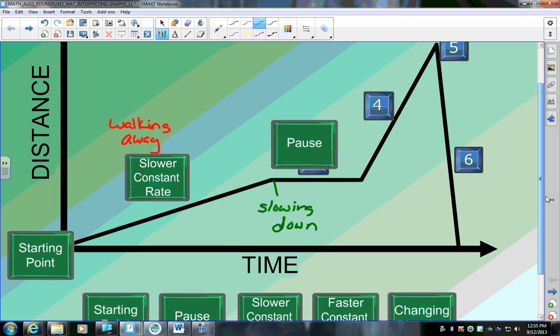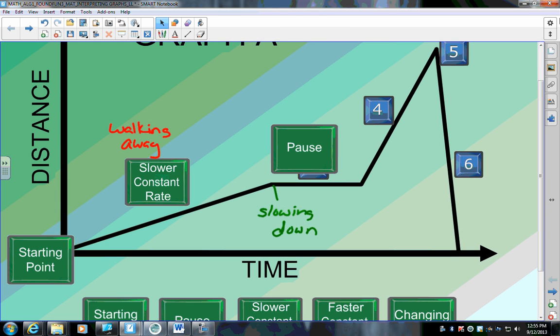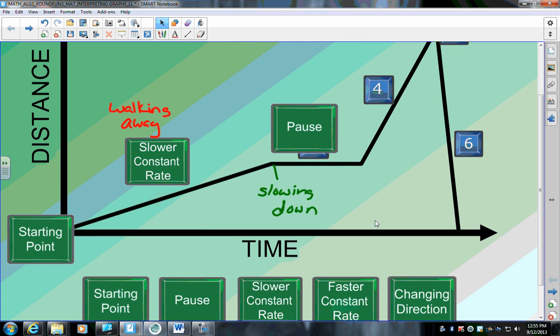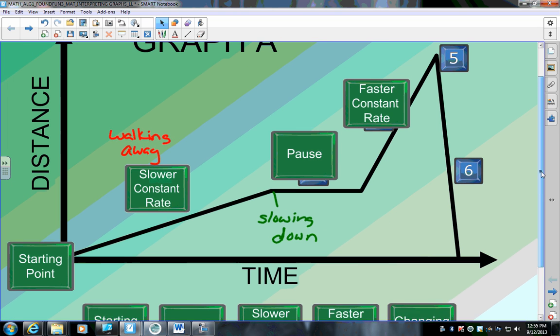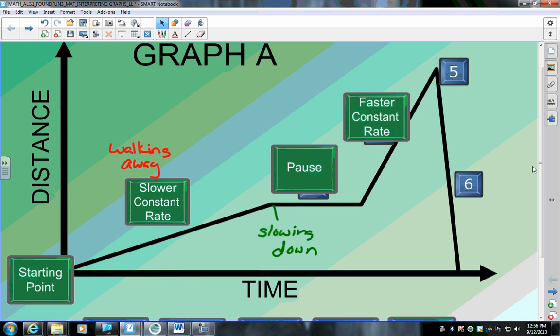Now, what's happening in 4? Am I walking slow or fast? How do you know you're walking fast? It's steeper. Before you write, you're walking at a faster constant rate. But from my starting point, am I walking away or towards it? My starting point's here. Away, I'm going farther away. This is my distance. So again, I'm walking away at a faster constant rate. It is constant because it is a straight line.